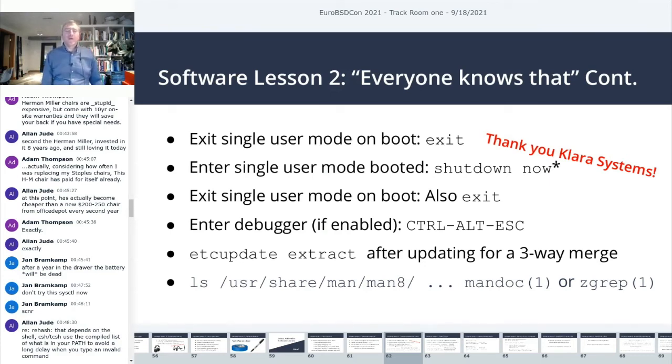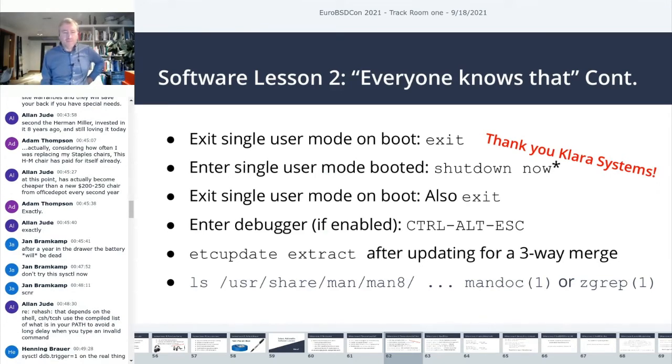Oh, from a little chat, maybe late last night: etcupdate extract before you do an upgrade, because you actually want to do a three-way merge, and you don't want to lose the opportunity as you go a little further down the road. Someone suggested, I think Jan, that you can't read a man page you don't know about. So it's actually very helpful to go rummage through them, look for a name, because they might not be found in apropos. And then you can pump them into mandoc directly, or zgrep, or all sorts of things.